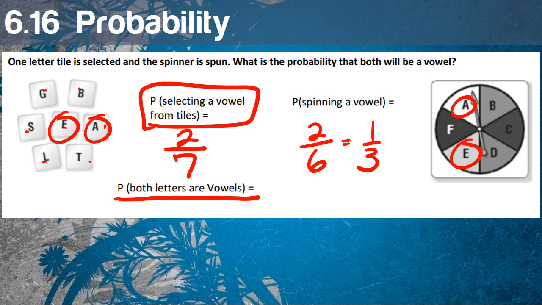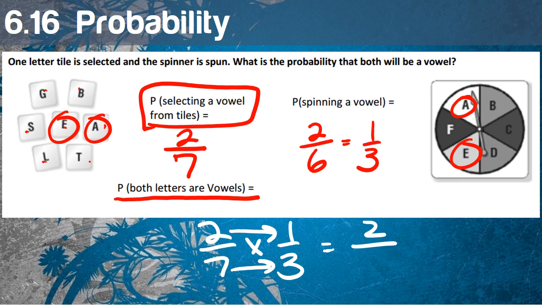So the probability now of both letters being vowels: we can do 2/7 times 1/3. Multiplying fractions, we multiply our numerators together to get 2, and multiply our denominators together to get 21. So the probability of both letters being vowels in this game is a 2 out of 21 chance of that happening.